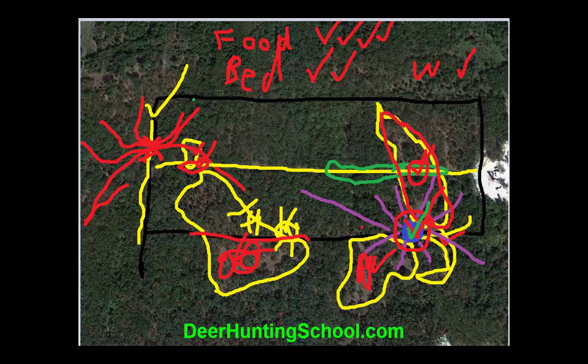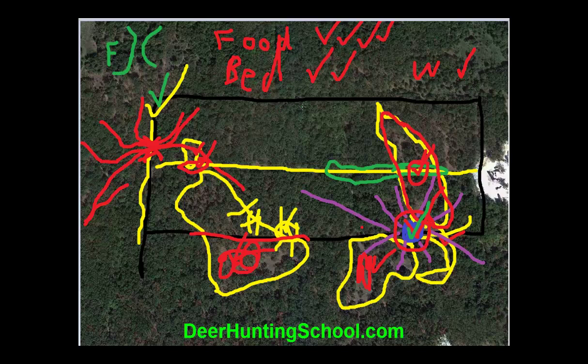And then we want to look for any type of funneling area, and the only thing I see here is this fence row. Now, if there's other fence rows, you could do the same thing. You're looking for a funnel, where the deer is going to be funneled down by anything, and that fence can do that.